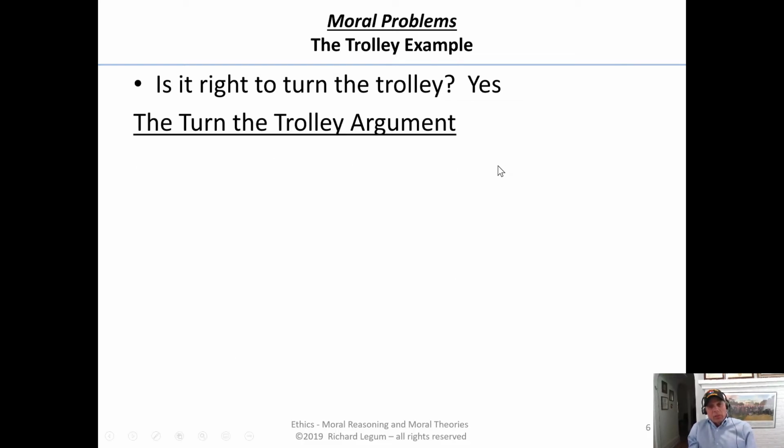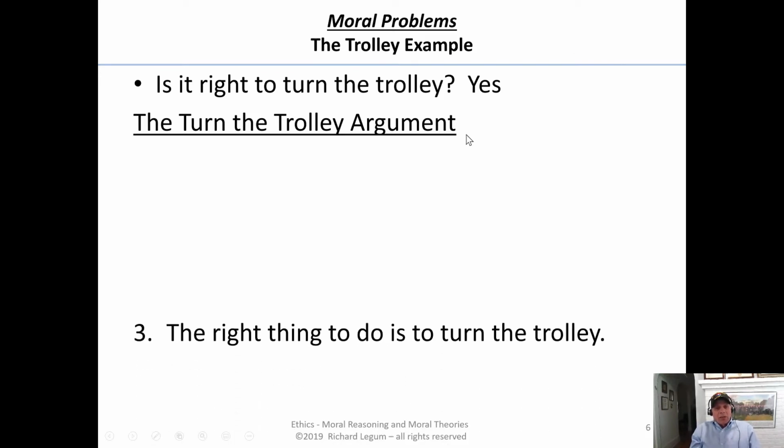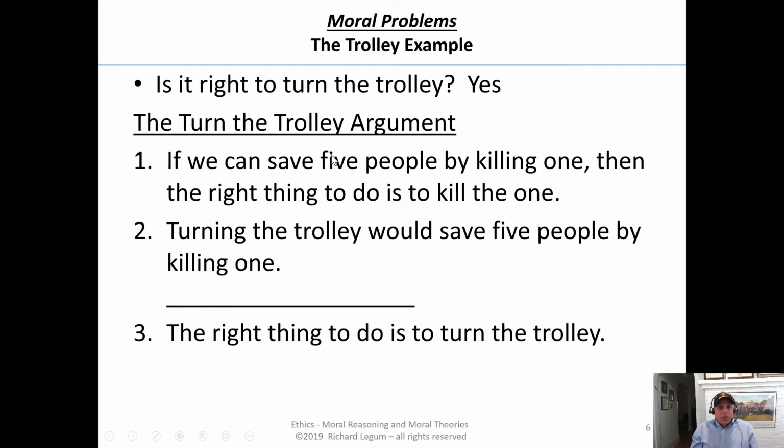So the conclusion, and we're going to call this the turn the trolley argument, was that the right thing to do is to turn the trolley. It's a moral conclusion. And the principle we used to get there was: if we can save 5 people by killing one, then the right thing to do is to kill the one person. The other premise we need connects this principle to the trolley example, and that is that turning the trolley would save 5 people by killing one person. So that's the formulation of the argument.